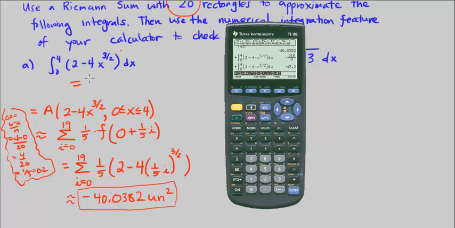I'm going to do it to get the approximate answer. So it's negative 43.2 units squared. Okay? So you can see using 20 rectangles, I get negative 40.0382. The exact area, though, is negative 43.2 units squared. All right. Let's go on to part B.